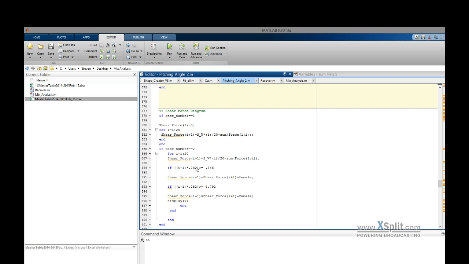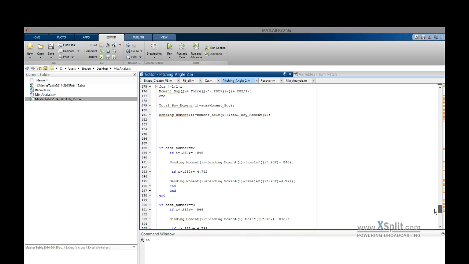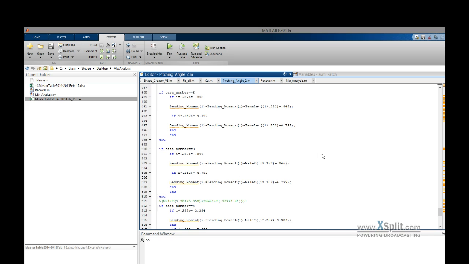This plots the shear force diagram, and this plots the bending moment. There, that's the problem. See, the plot for the bending moment diagram has these distances in it too. I knew I had put it somewhere.